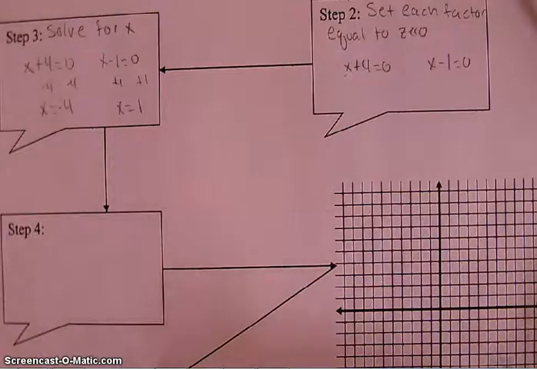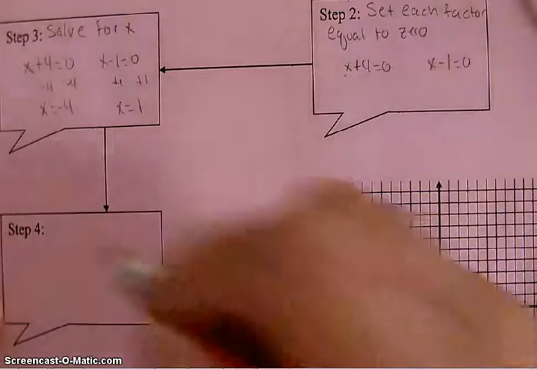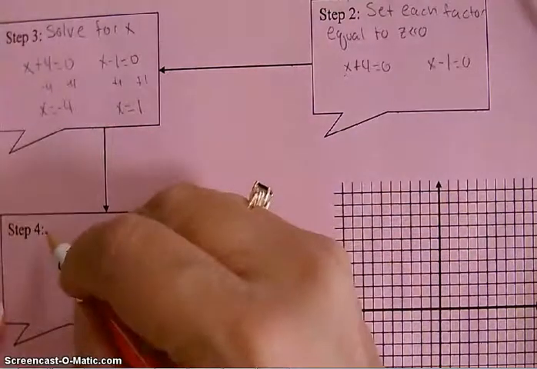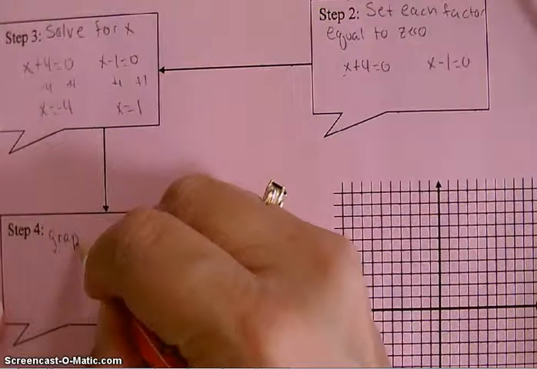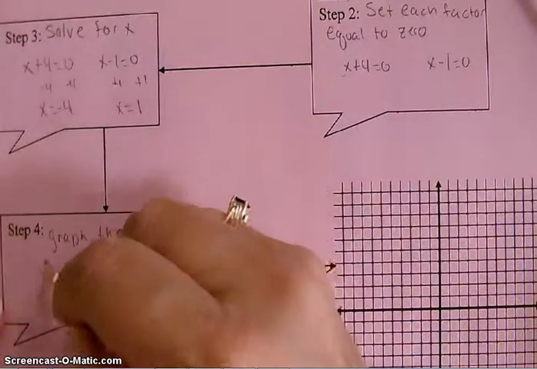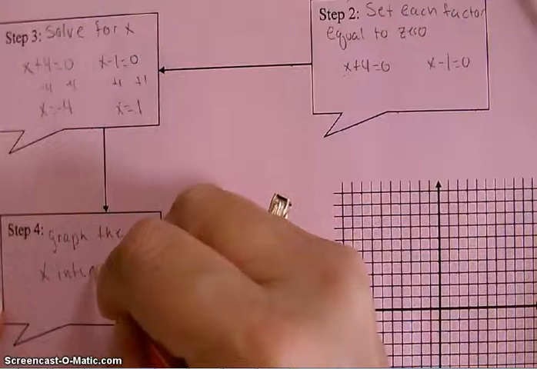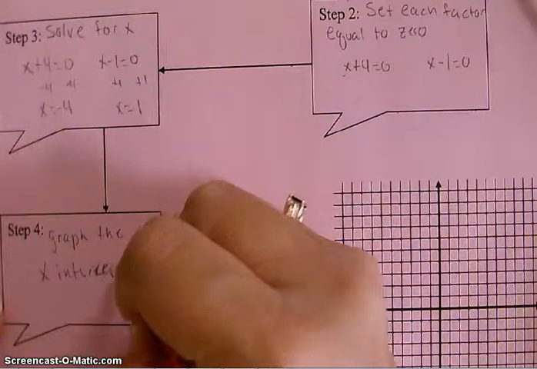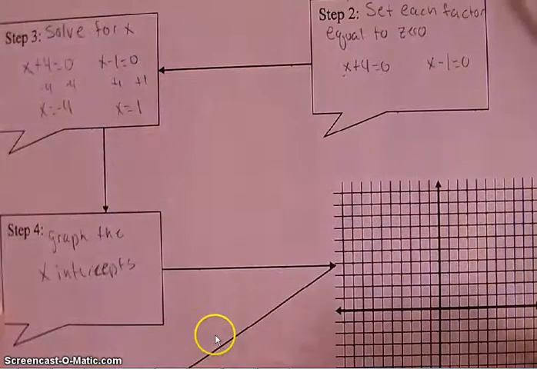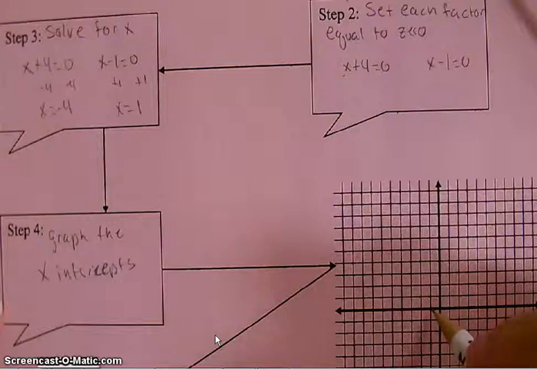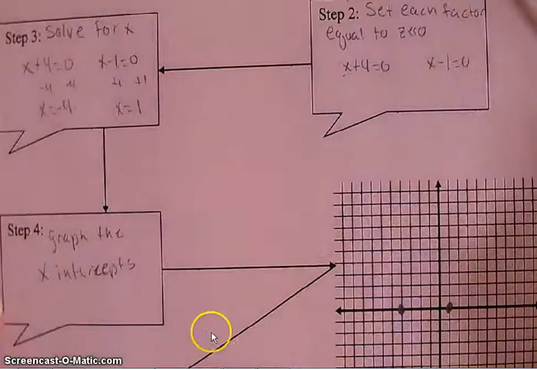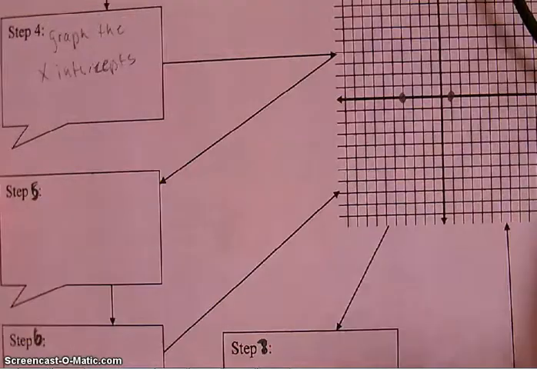So in step 3 we set them equal to 0 and solved for x, and they were our intercepts. So now we're going to graph the x-intercepts. I know I'm going to cross at -4 and +1. So step 4, we graphed the x-intercepts.